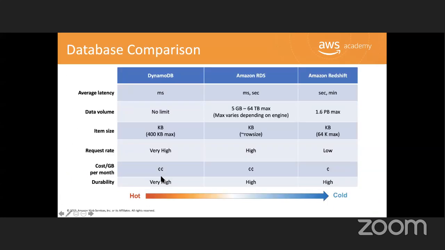The durability is very high for DynamoDB, high for RDS, and high for Amazon Redshift. Usually people don't store assets in DynamoDB. You store the metadata, like the name of the picture, the size of the picture, things like that. The picture you save in S3, right? So the metadata you store in DynamoDB, and the asset or the file you store in S3.